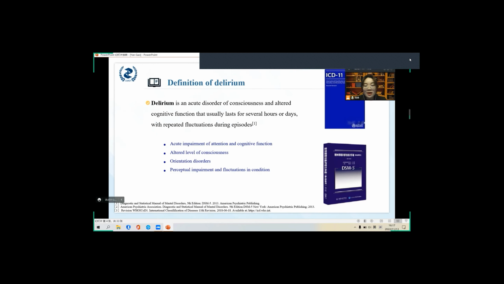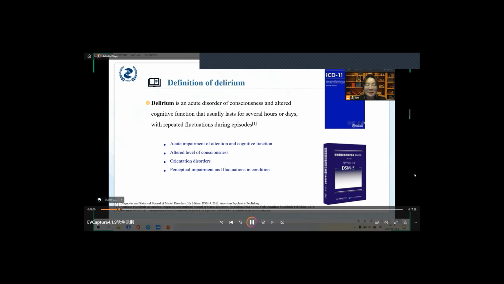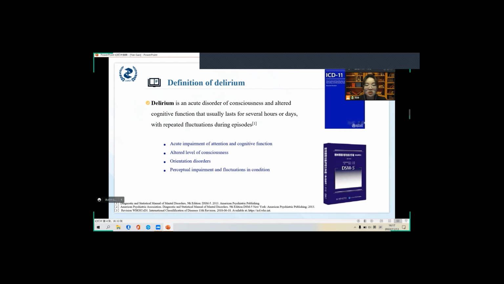Delirium is an acute disorder of consciousness and altered cognitive function, and usually lasts for several hours or days, with repeated fluctuations during episodes. Acute impairment of attention and cognitive function, altered level of consciousness, orientation disorder, and perceptual impairments and fluctuation in condition.